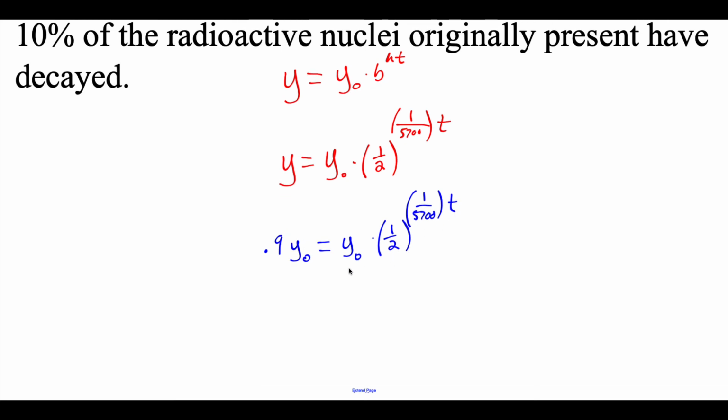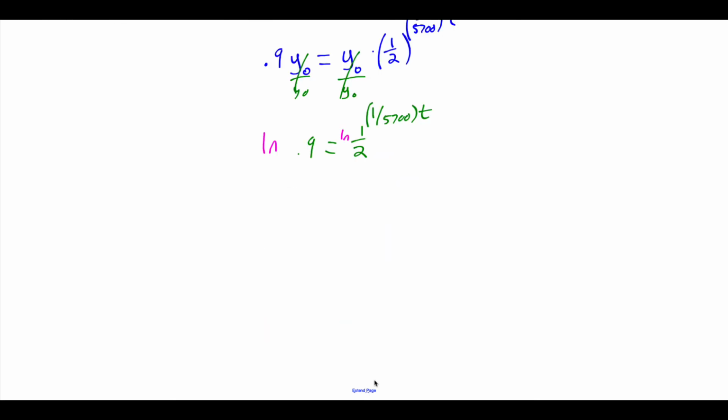Now we're solving for t this time, so what I'm going to do is divide that y sub 0 over to the other side, and that's going to cancel out. So we have 0.9 equals 1/2 raised to the power of 1 over 5,700 times our t value. Similar to what we did on the last example, we're going to take the natural log of both sides to help us deal with that exponent. So the natural log of 0.9 is equal to, I'm actually going to drop that power down right away. So 1 over 5,700 times t times the natural log of that 1/2.